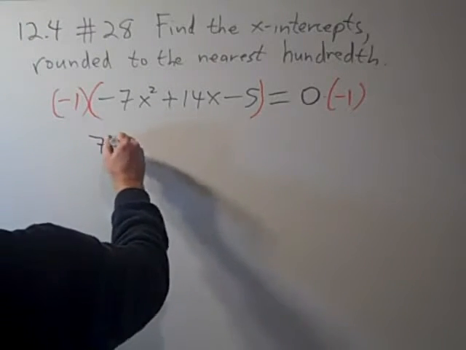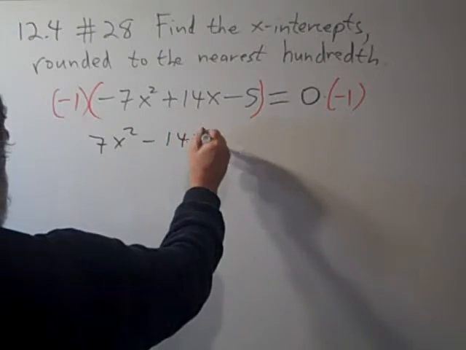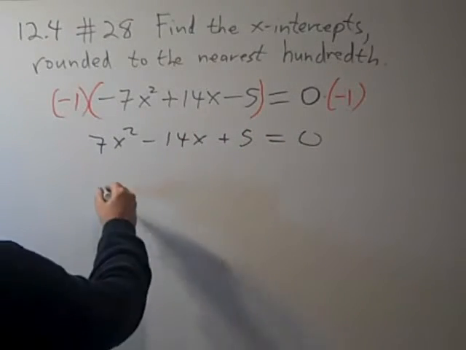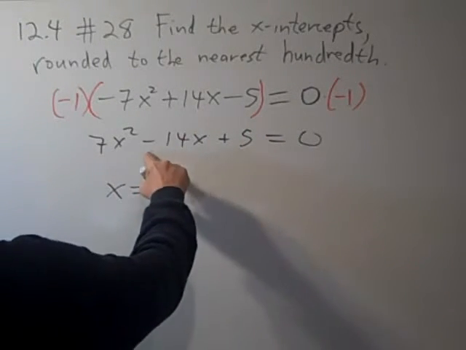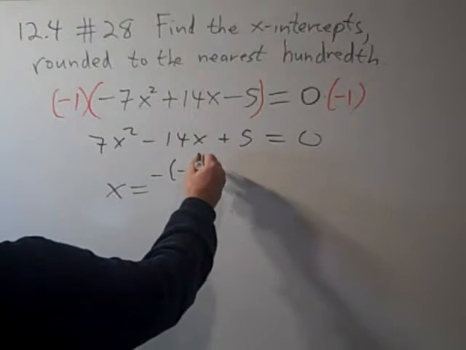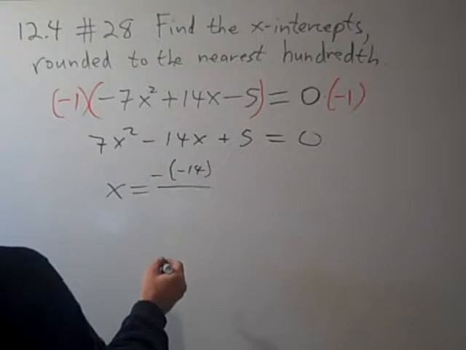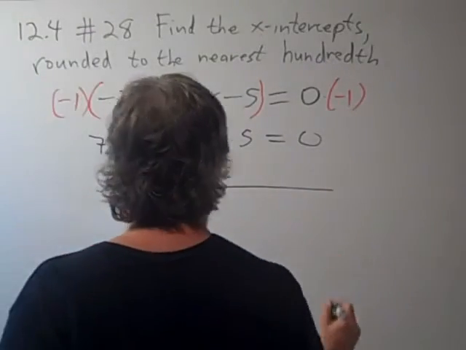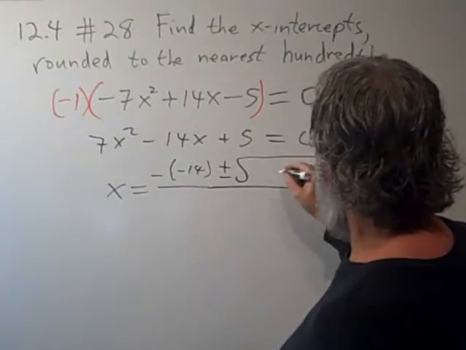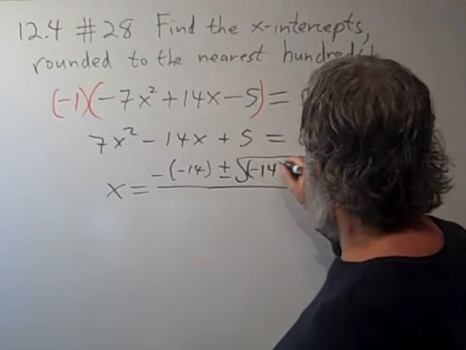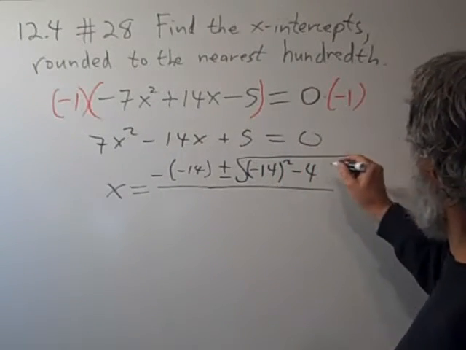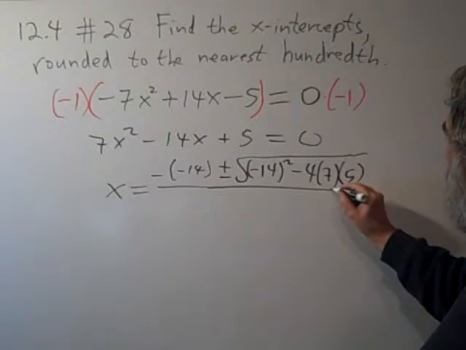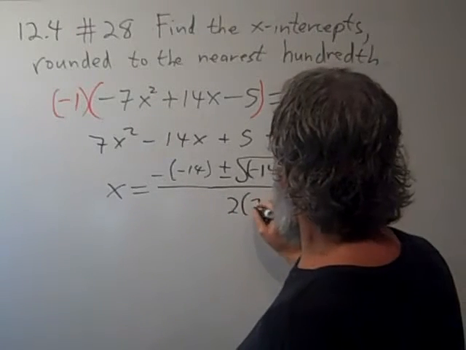So we end up with 7x squared minus 14x plus 5 equals 0. Now we can apply the quadratic formula. X equals -b, which is -14 here. So negative of -14 plus or minus the square root of -14 squared minus 4 times a, which is 7, times c, which is 5, all divided by 2 times a, which is 7.